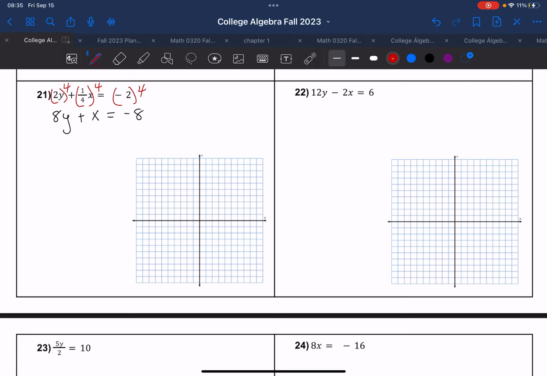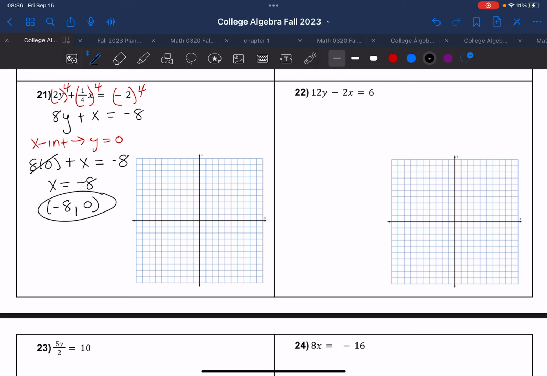Now that I have this function in standard form without any fractions, I'm going to find the x-intercept and then the y-intercept. Remember, the x-intercept is when y is equal to 0. So 8 times 0, plus x is equal to -8. 8 times 0 cancels out, and I'm left with x is equal to -8. Written as a point, that would be -8, 0. So that's my first point. Let me plot that, right over here.